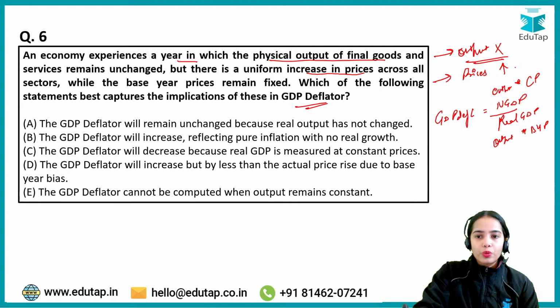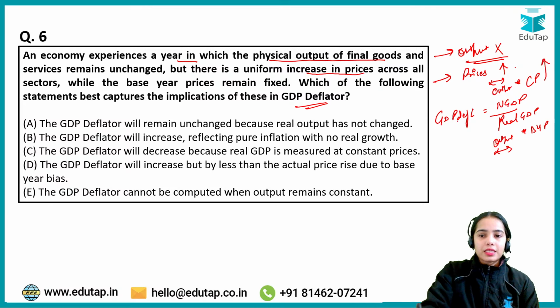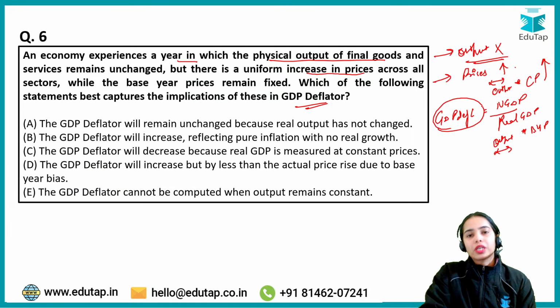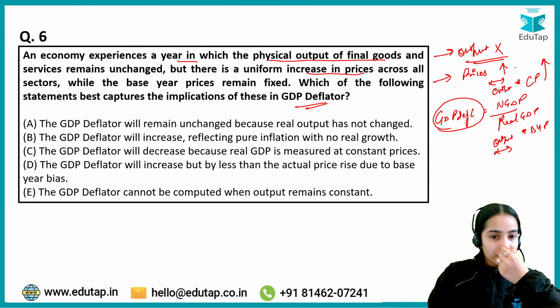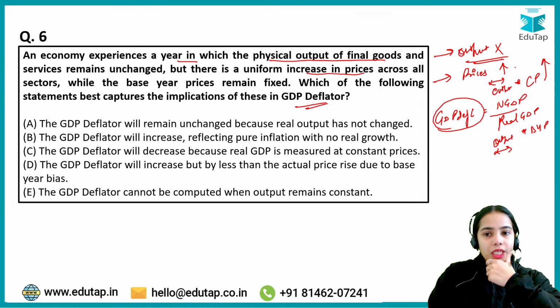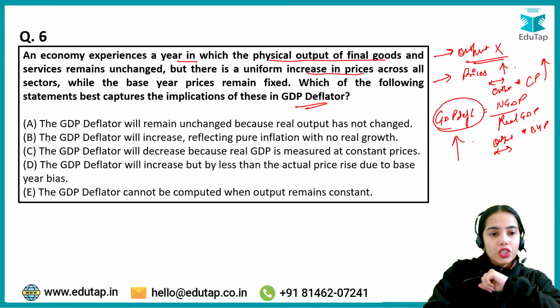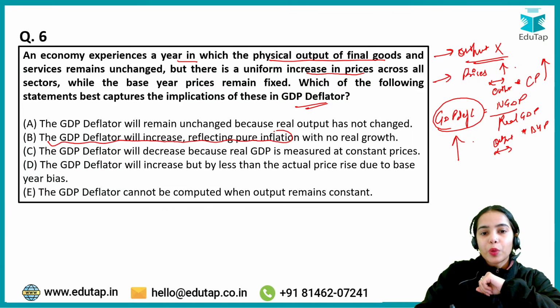Now output is constant. The output is the same while the current prices are increasing. So should the GDP deflator be increasing or decreasing? The current prices are increasing, so the GDP deflator should increase or decrease? GDP deflator is increasing. So GDP deflator will increase, reflecting pure inflation.